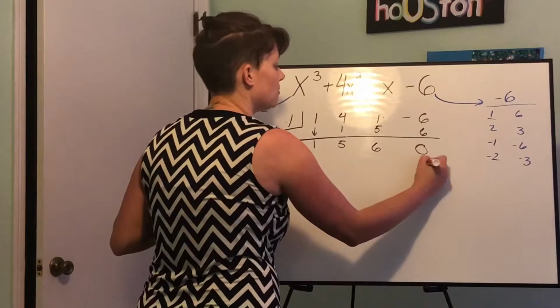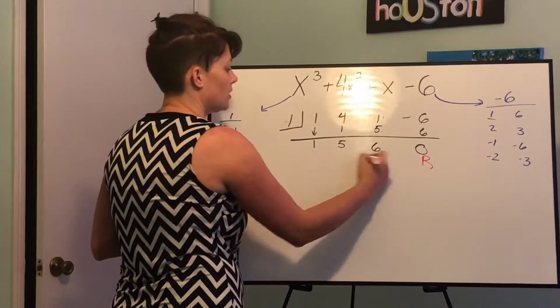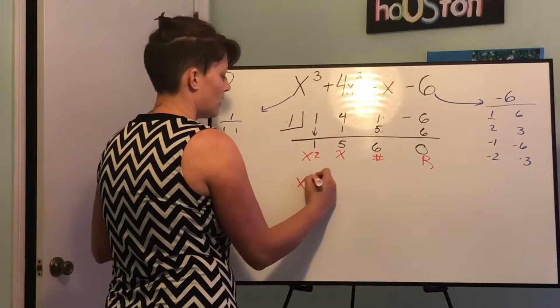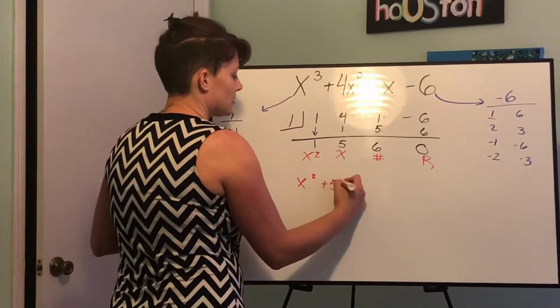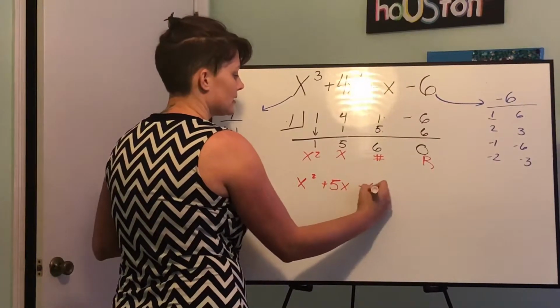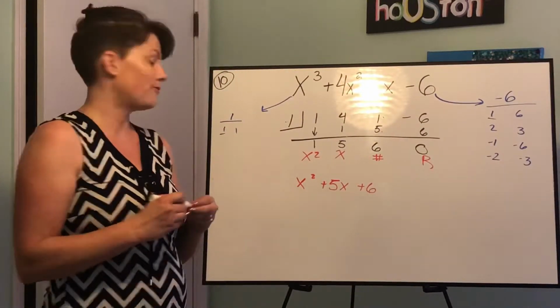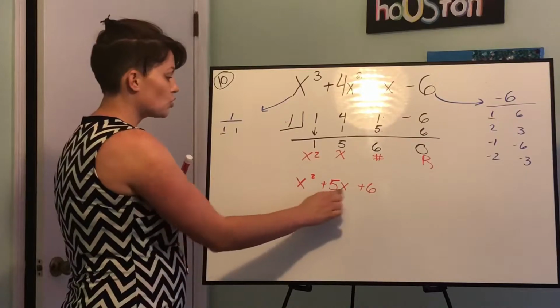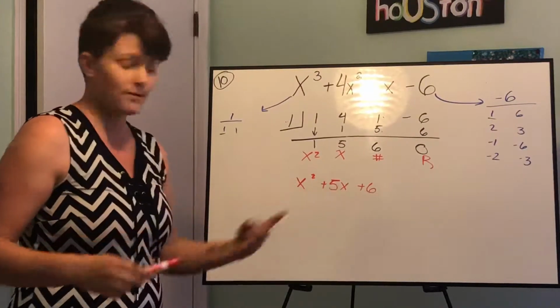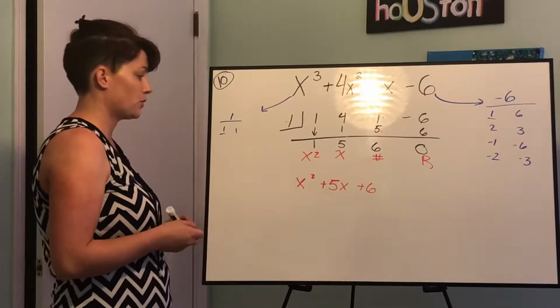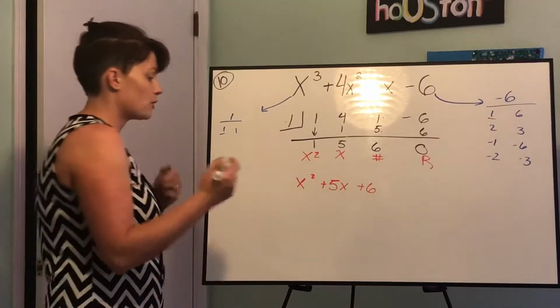The last number is your remainder. The next one is your constant number. This is x, this is x squared, so this represents 1x squared plus 5x plus 6. And we want to factor that to figure out the rest of the factors of the problem. So what adds to 5 and multiplies to 6? Let's go with, it's either 1 and 6 or it's 2 and 3. I'm thinking 2 and 3.